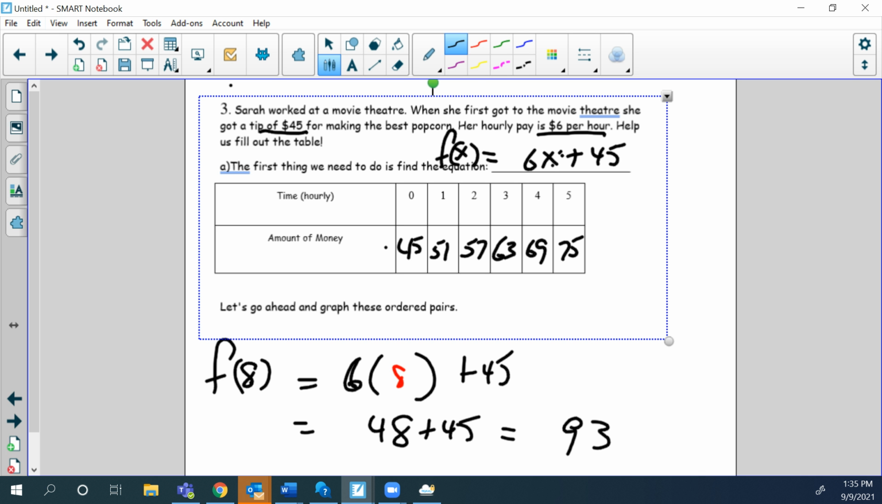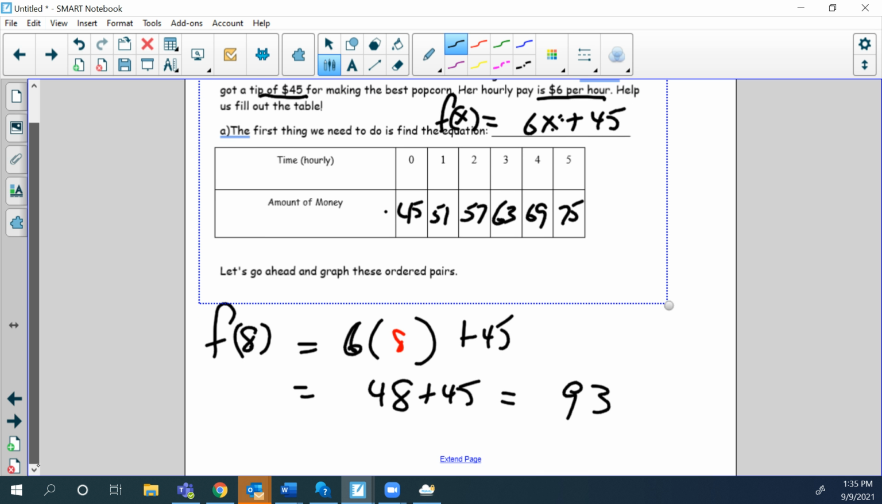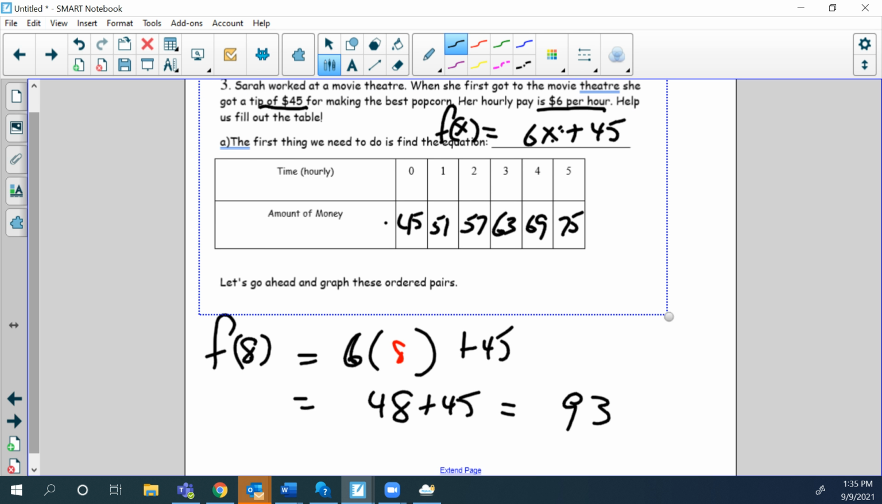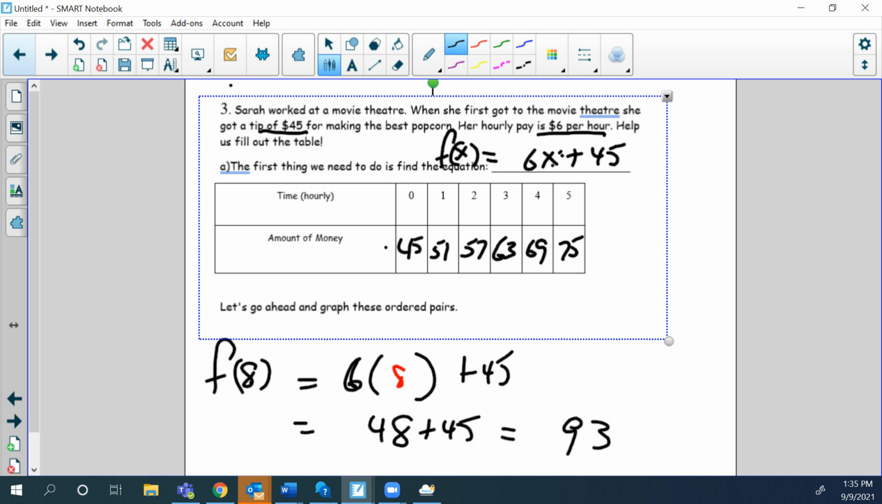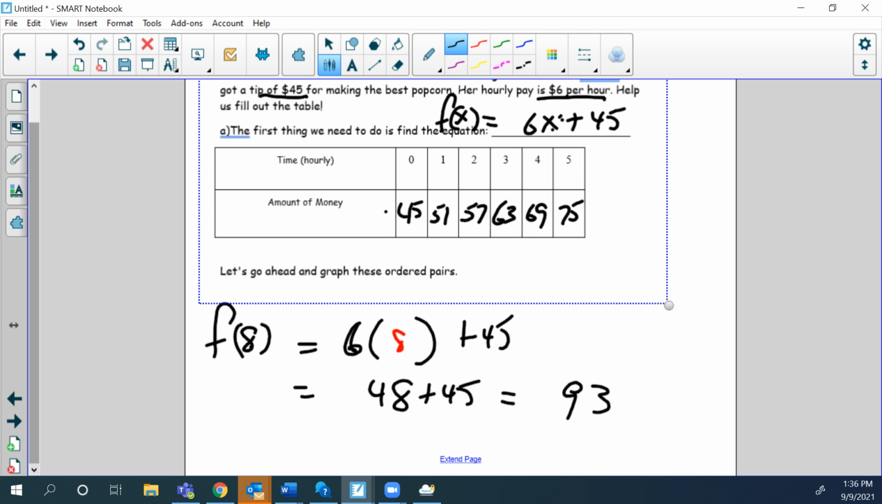All right. And then the other question is, so that's the f of 8. And then what is it over here? What is the slope? What is y-intercept? So those we can solve. What is the slope? We know the slope. The slope is 6. All right. That's the slope. So m is 6. I'm gonna put it right here. M is 6. And the other question was, what is the y-intercept?